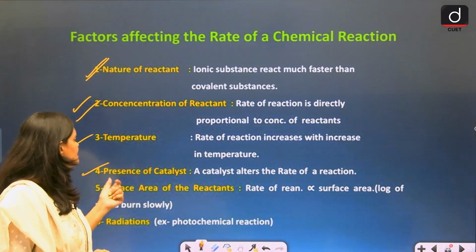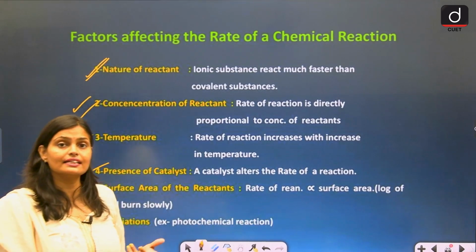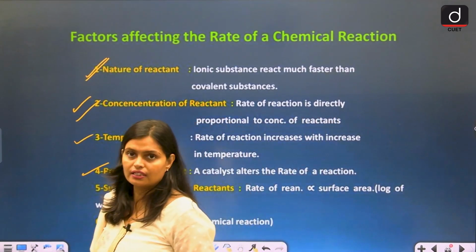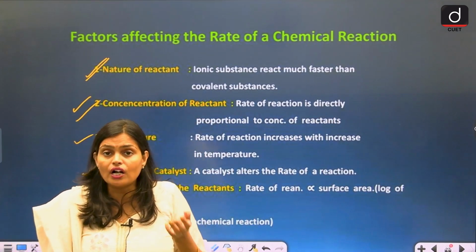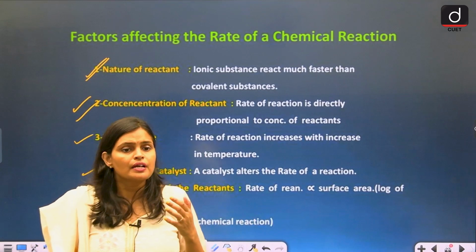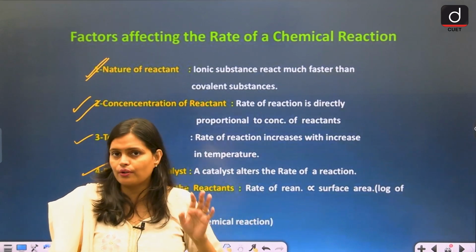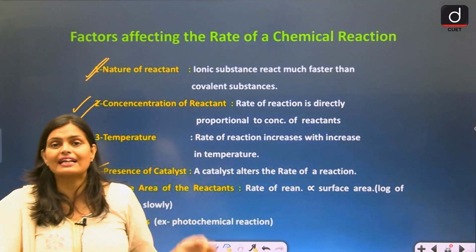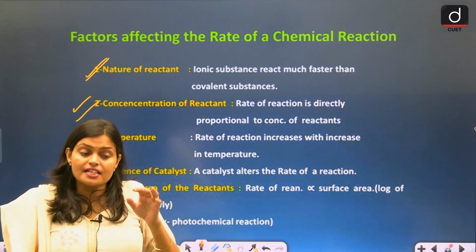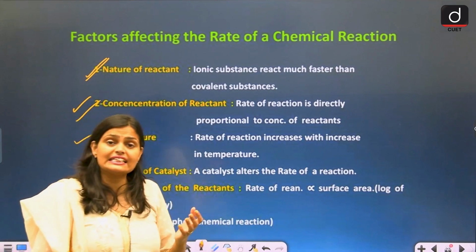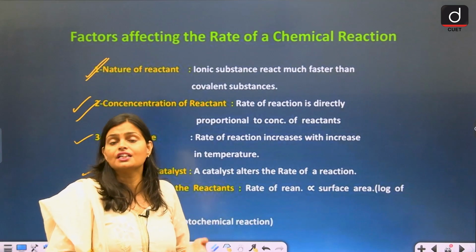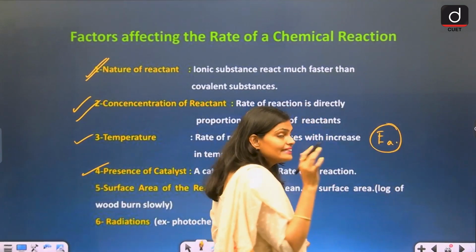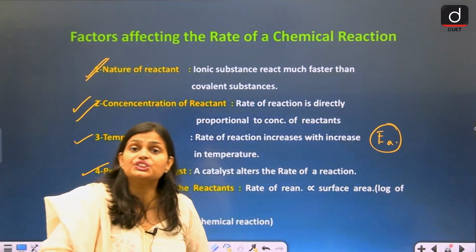Then, presence of catalyst. What is a catalyst, guys? Catalysts are substances which enhance, or alter, the rate of chemical reaction. Suppose a reaction A plus B has to convert into AB. Initially it will take a longer time, but as soon as you mix a catalyst in, the catalyst increases the rate of reaction by decreasing the activation energy. What is activation energy? Activation energy is represented by EA. It is the amount of energy which is required to initiate any particular reaction.